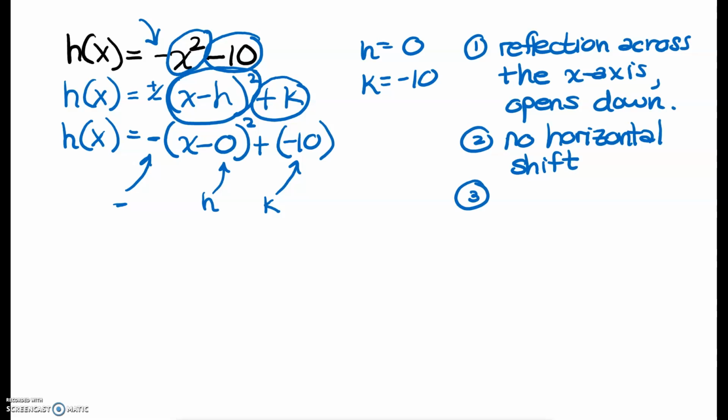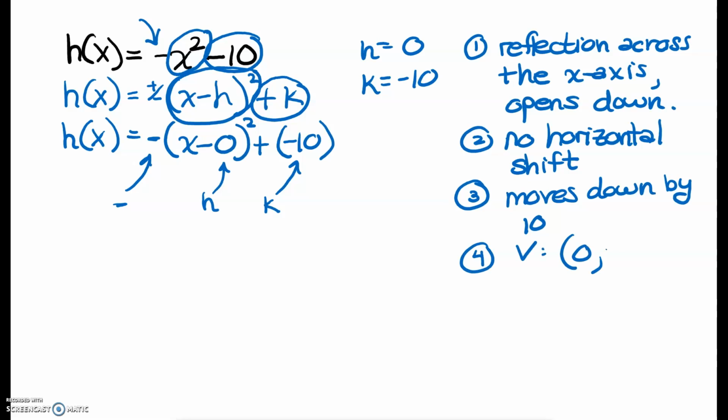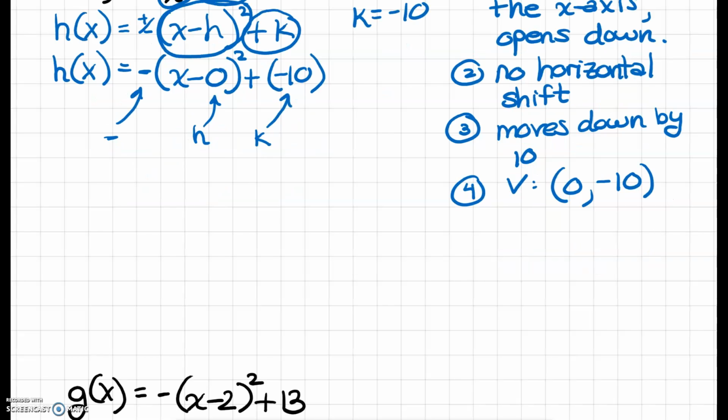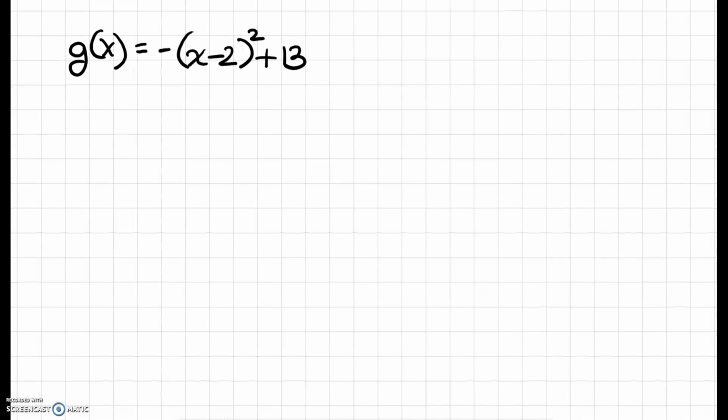Number 3, because k is negative, this moves down by 10. And then the last, my vertex, is h comma k. H is 0, k is -10. Okay, let's move on to the next example.